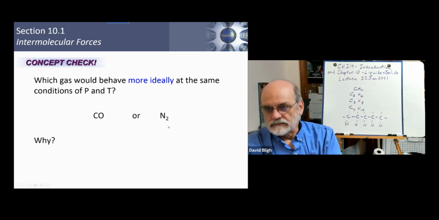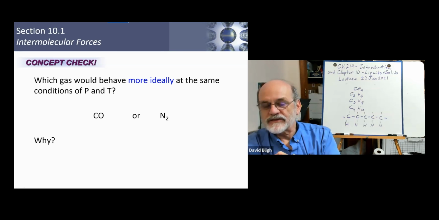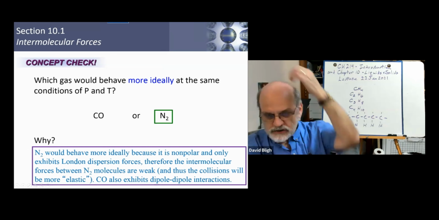Nitrogen doesn't. It's a nonpolar molecule. So the only thing it has is London dispersion forces, which are very, very weak. But carbon monoxide has a difference in electronegativity, plus it has lone pair electrons situated on the oxygen. So it does have a dipole moment. That means that the more ideal behavior comes from nitrogen. Okay, and there's your explanation.